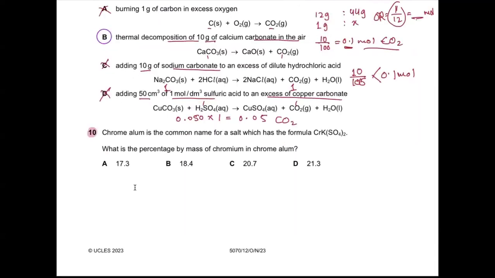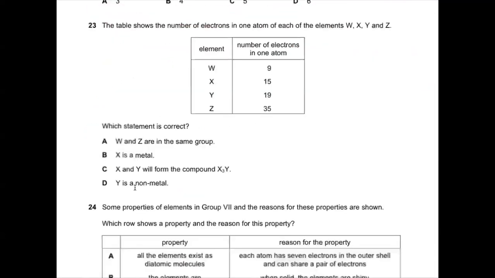MCQ number 10. Chrom alum is the common name of a salt which has the formula CrK(SO4)2. What is the percentage by mass of chromium in chrom alum? So we need the mass of chromium, the Ar of chromium over here. And if you look at the Ar of chromium, it's 52.